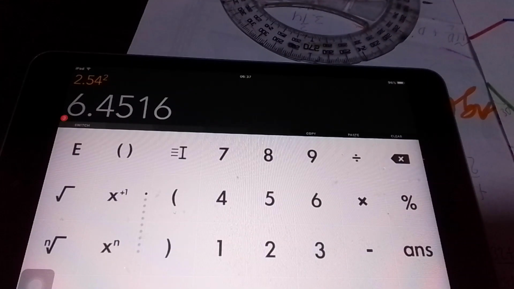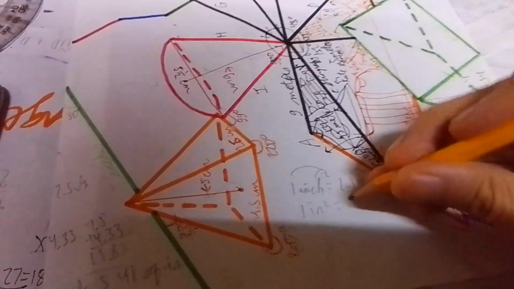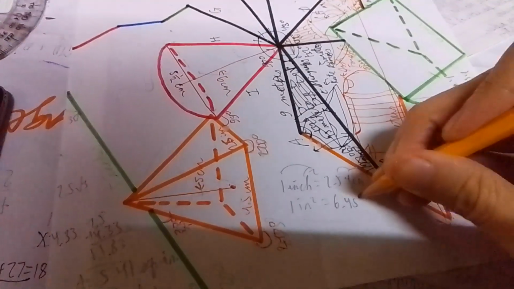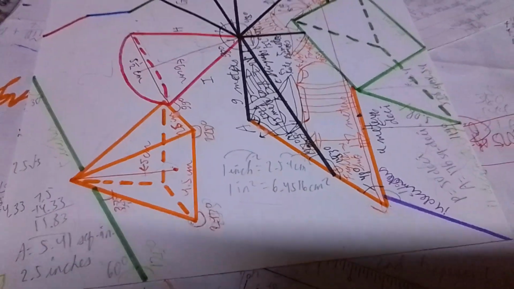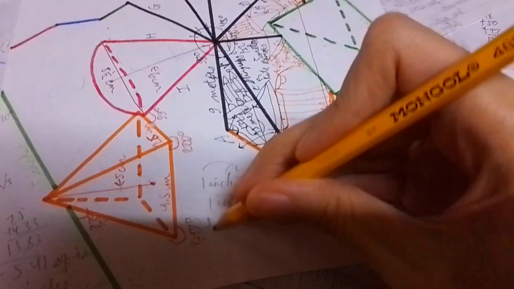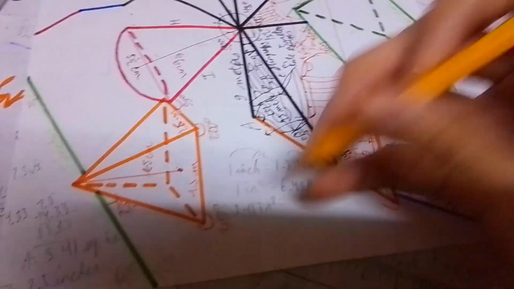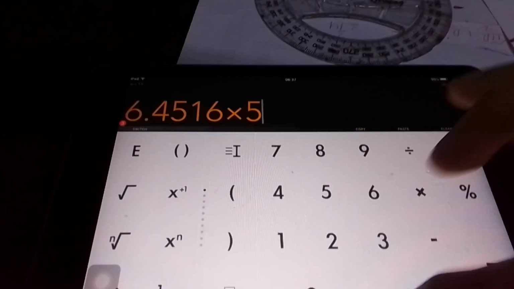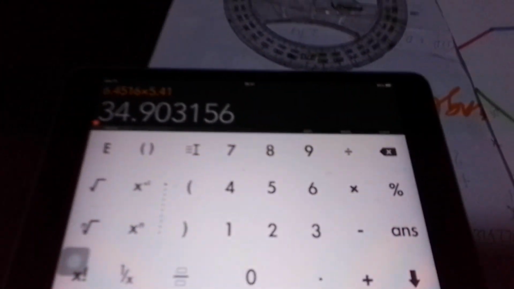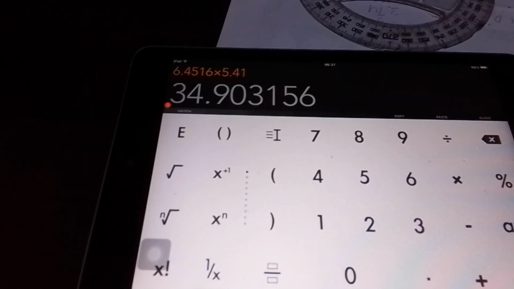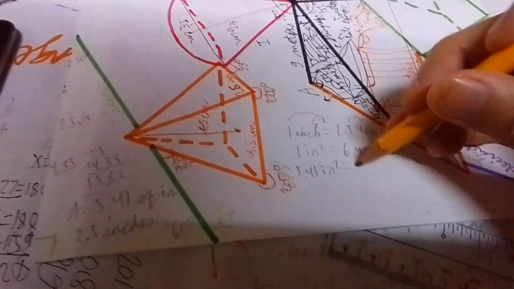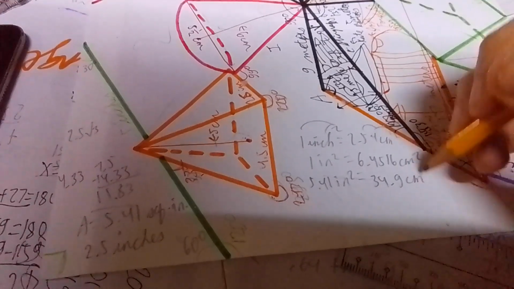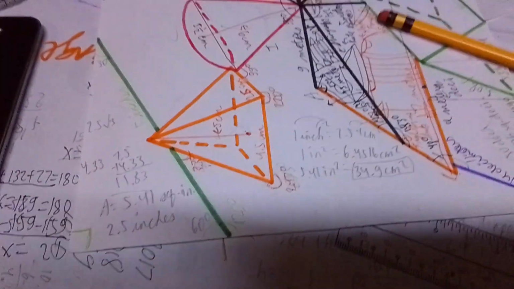6.4516 cm squared. Okay? Now, what's the answer? We got 5.41 inches squared. Then we multiply this answer by 6.4516, and we come up with a total area of 34.9 square centimeters. And yeah, that's it.